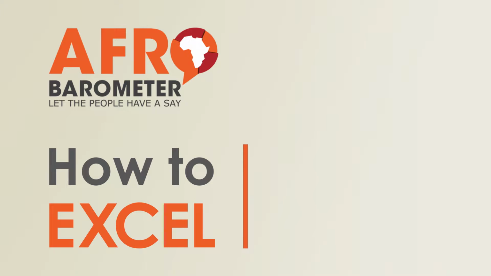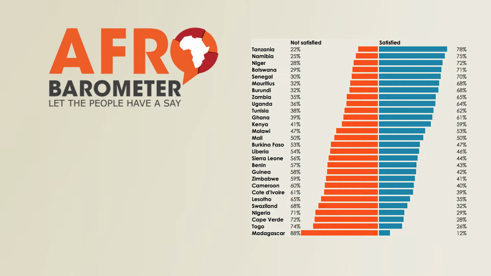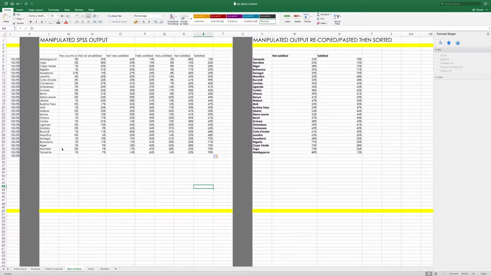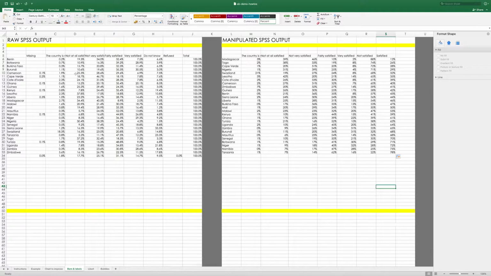In this lesson of How to Excel, we'll look at how to create a combined chart of bars and labels. Something that hopefully looks a bit like this. In this lesson, I'm going to show you how to create a combination chart of bars with labels actually done in a table.